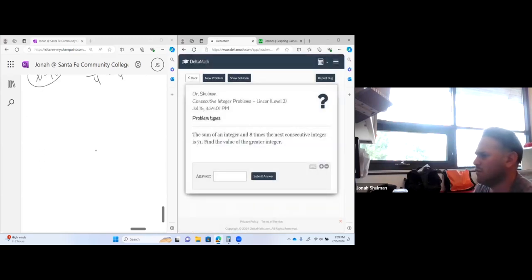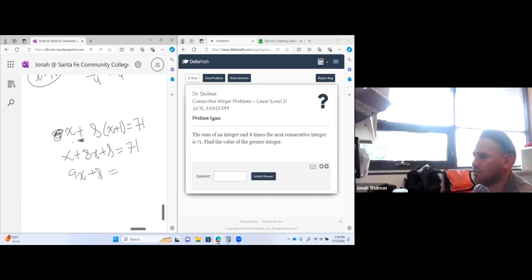The sum of an integer and 8 times the next consecutive integer, so 8 times x plus 1, is 71, and we want the bigger one. So this is x plus 8x plus 8 equals 71. So this is 9x plus 8 equals 71.